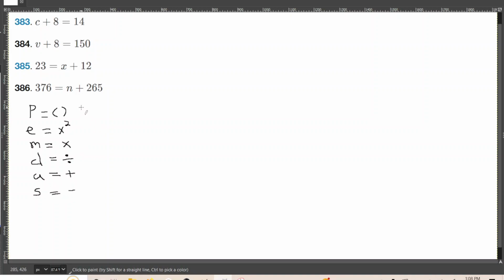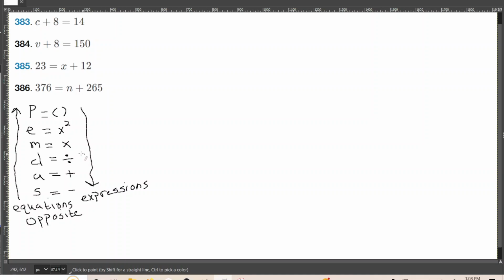So here's PEMDAS, right? Order of operations. We go down. But this is mostly for expressions, okay? Now, when we're doing equations, well, guess what? We want to go the opposite way. But we also want to do the opposite, okay? Opposite. So, what I mean here, right? So let's go into it.